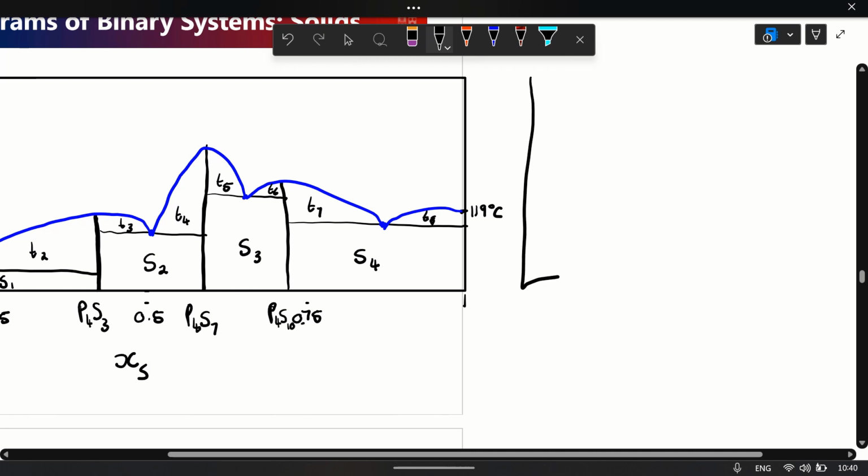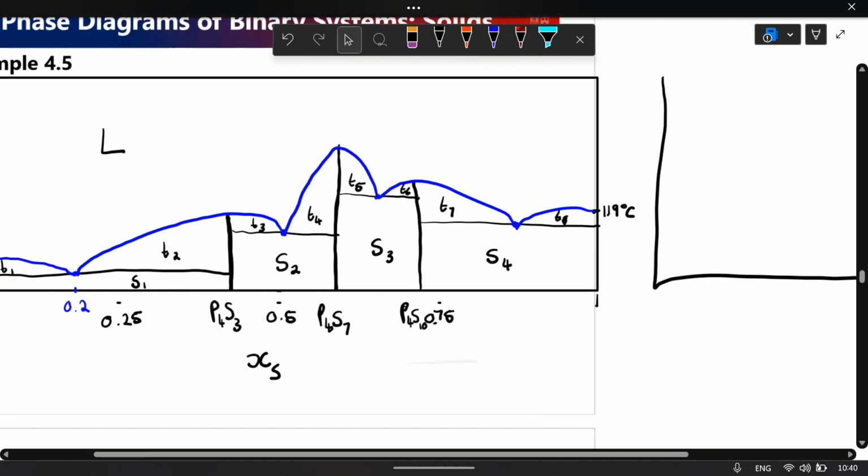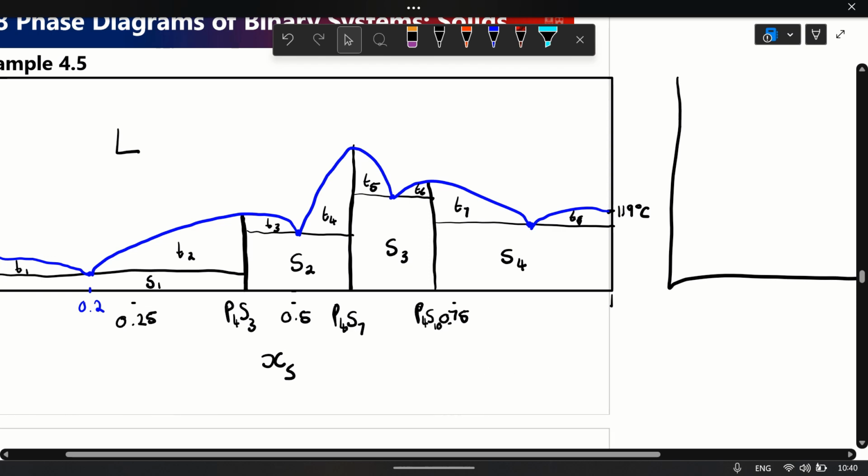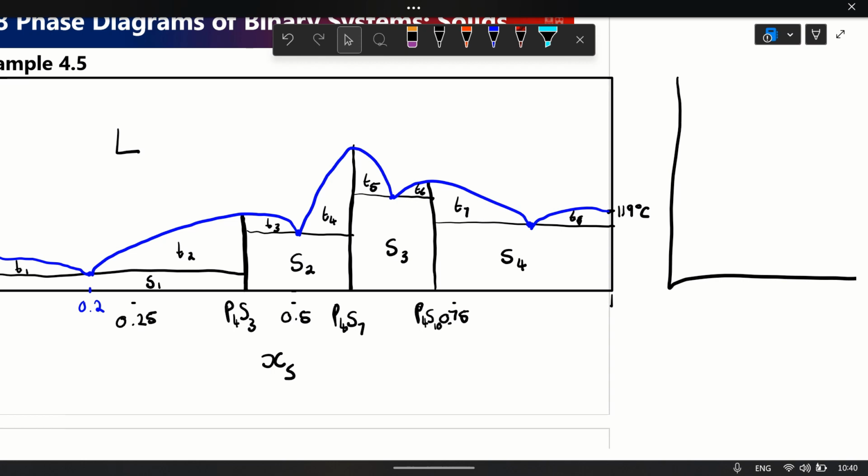So I'm going to draw the cooling curve here next to it. We have to do it for a composition of 0.3. So 0.3 is around about here. So let's say that's here. If we have something that cools at 0.3, it seems like there are two major important points: that point and this point, the eutectic itself.